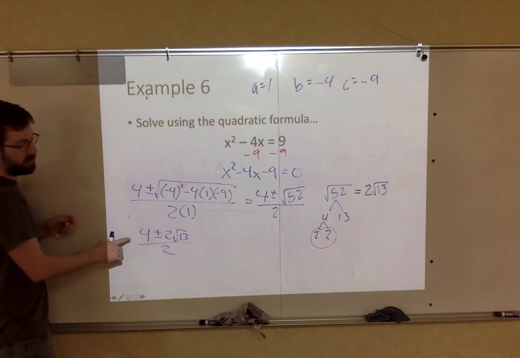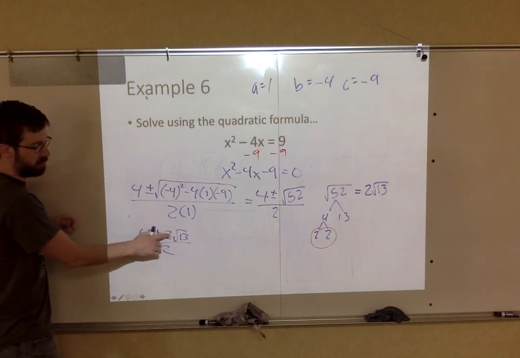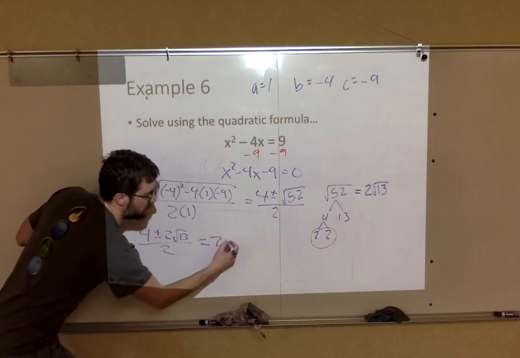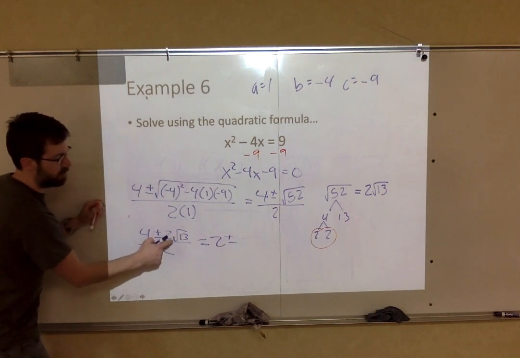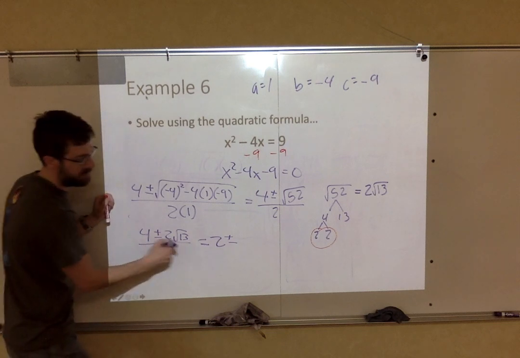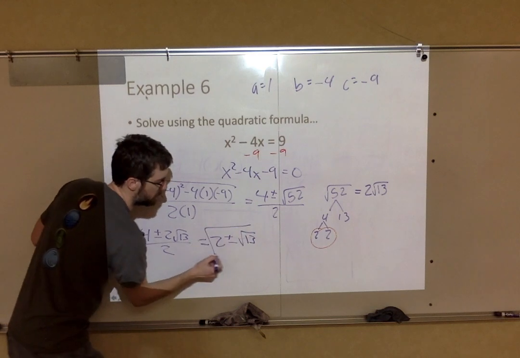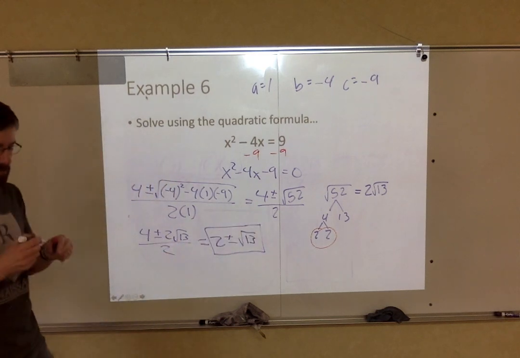Everything on top is divisible by 2. 4 is divisible by 2. 2 root 13 is divisible by 2. So 4 divided by 2 is 2, plus or minus 2 root 13 divided by 2. The 2's cancel out, and it is root 13. So 2 plus or minus root 13.